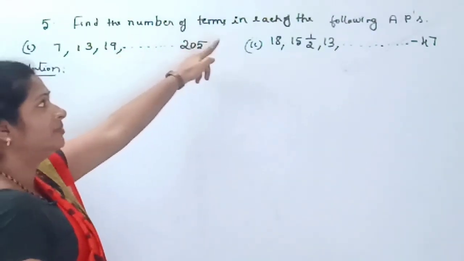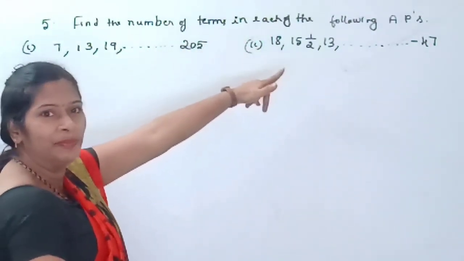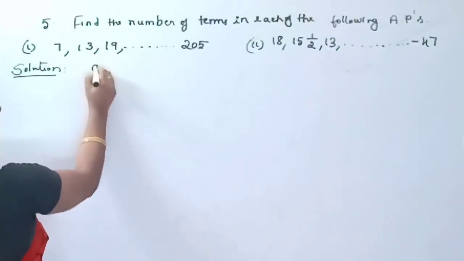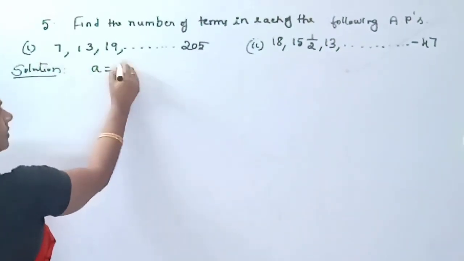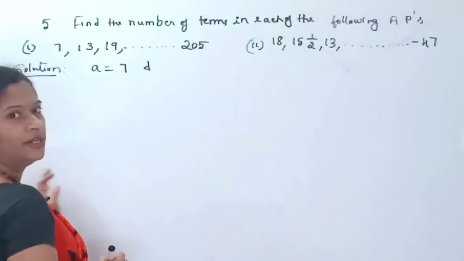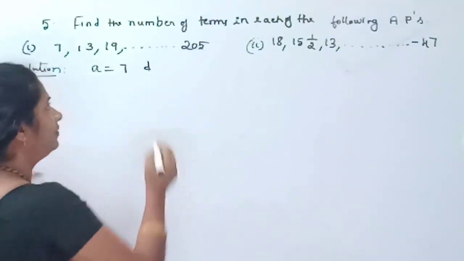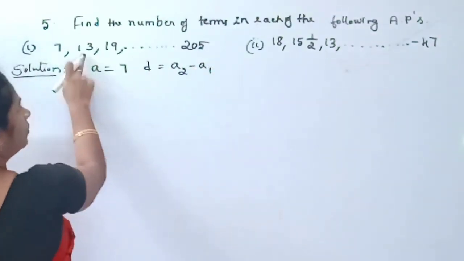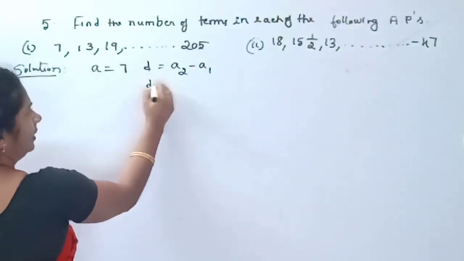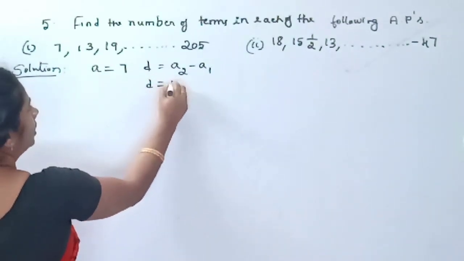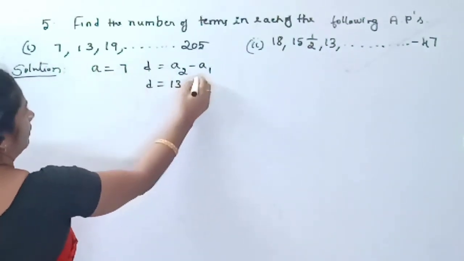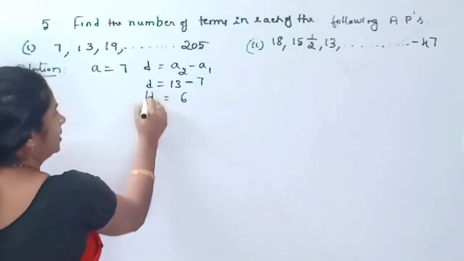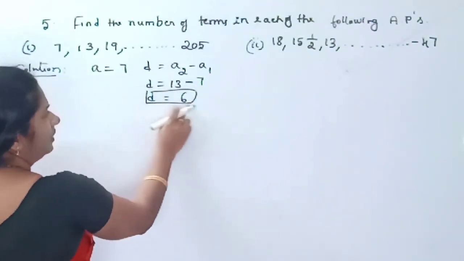Find the number of terms in each of the following APs. So the first question, A value, the first term, is 7. Let us find the common difference, children. How will you find out the common difference? D equal to A2 minus A1. So what is our second term? It is 13. So D equal to 13 minus 7, which is 6. So the common difference is 6.